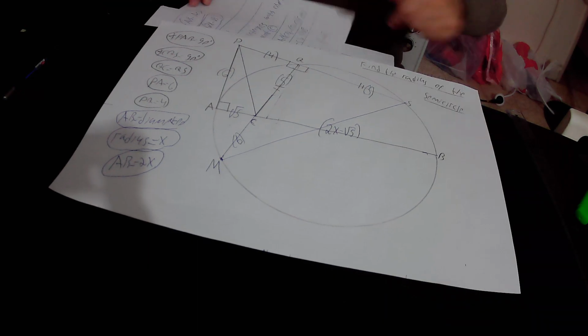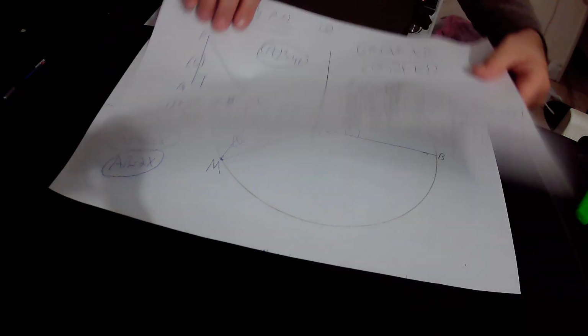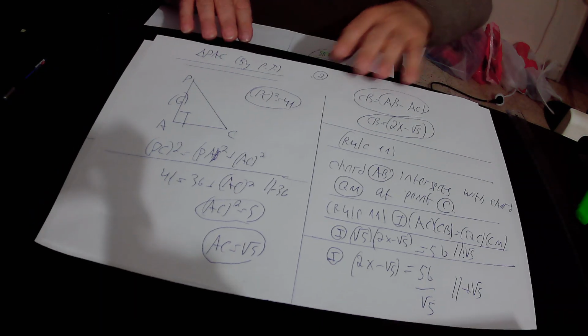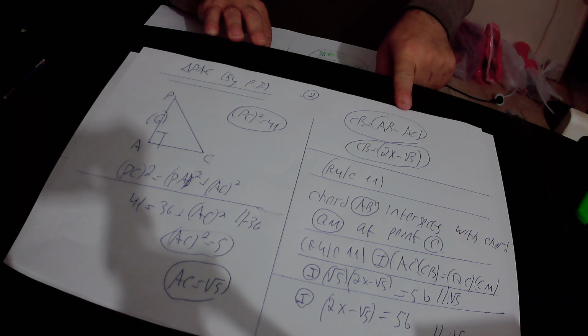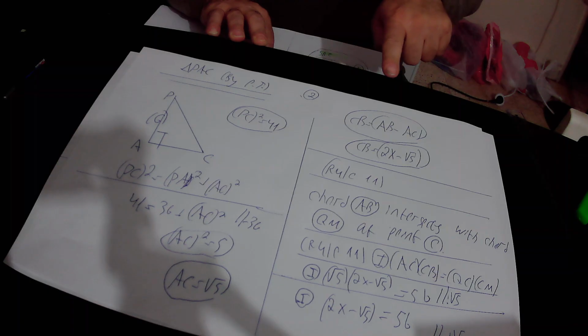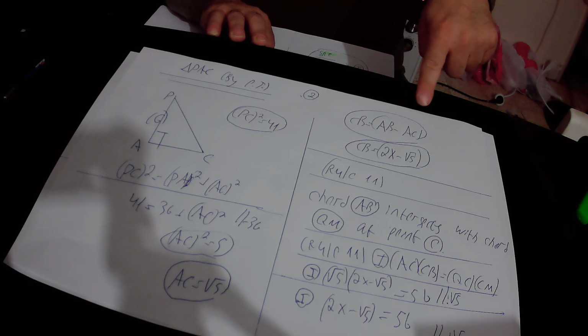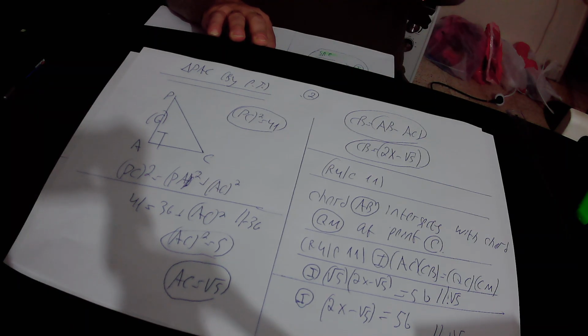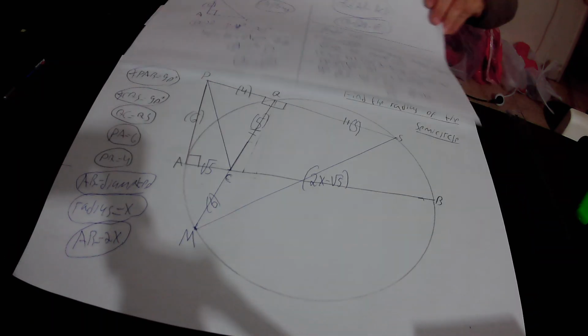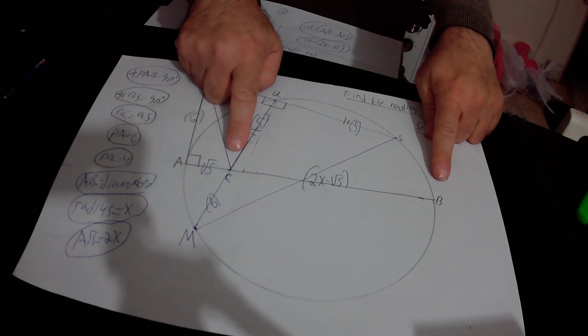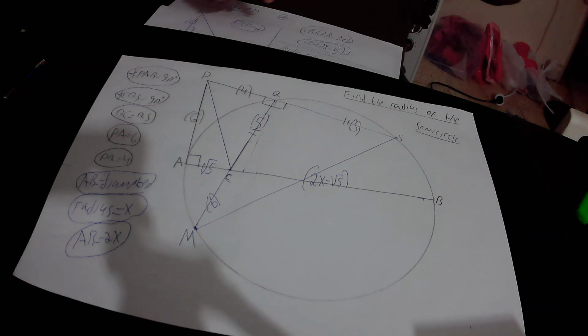In total, CB equals AB minus AC. That is to say, the length of line segment CB is AB, that is 2x, minus AC, that is 5. So in total, CB equals 2x minus 5.